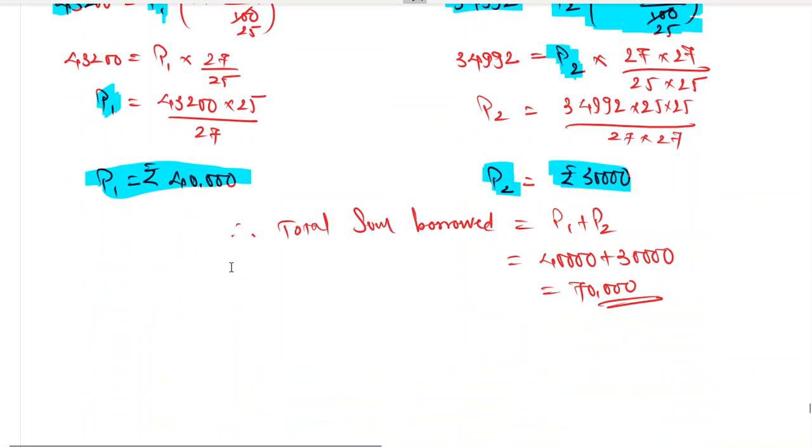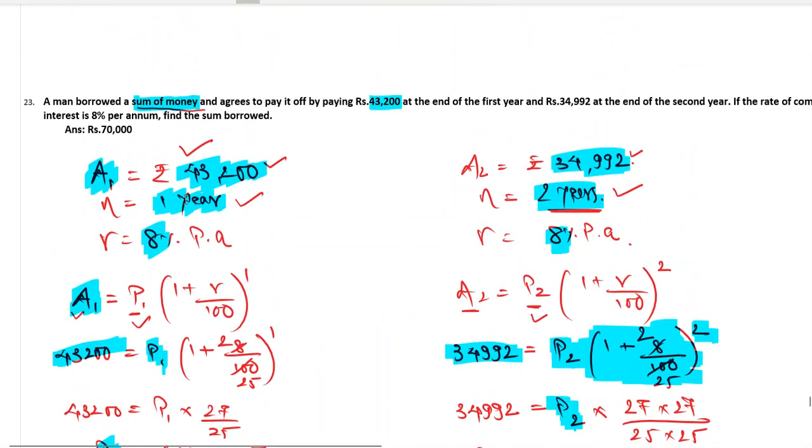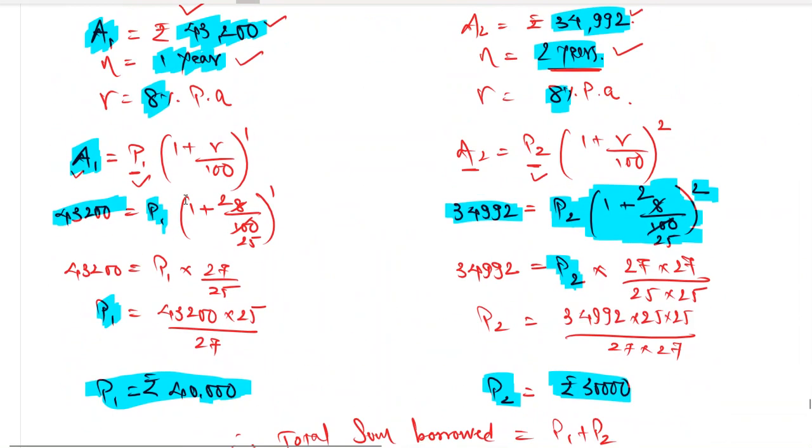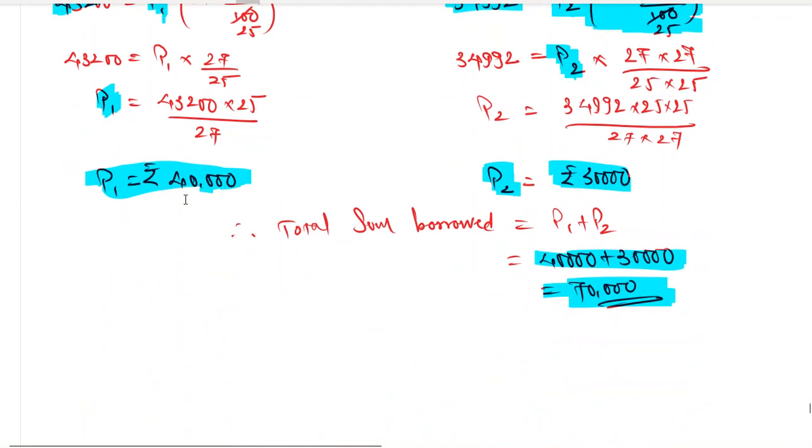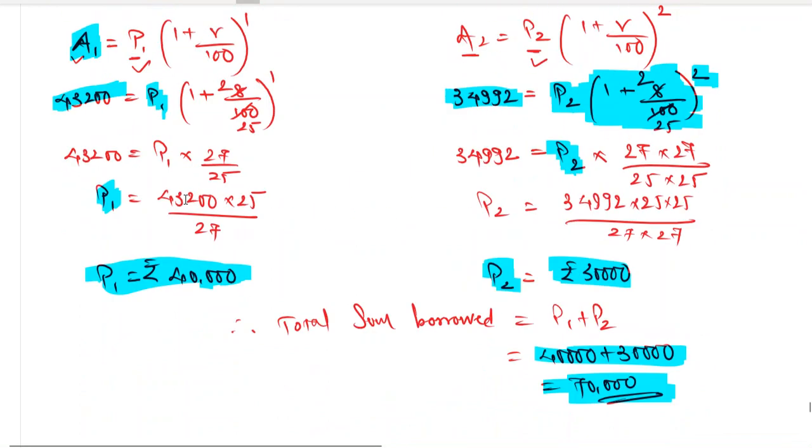So the total sum borrowed is the sum which is used for 1 year plus the sum which is used for 2 years. So 40,000 plus 30,000, that is 70,000, was the total money borrowed. When he borrows 70,000, he pays off 43,200 at the end of 1 year. So that means he is using 40,000 for 1 year. But he pays back 34,992 after 2 years. So out of 70,000, he is using 30,000 for 2 years and 40,000 for 1 year. This is how the question has to be solved.